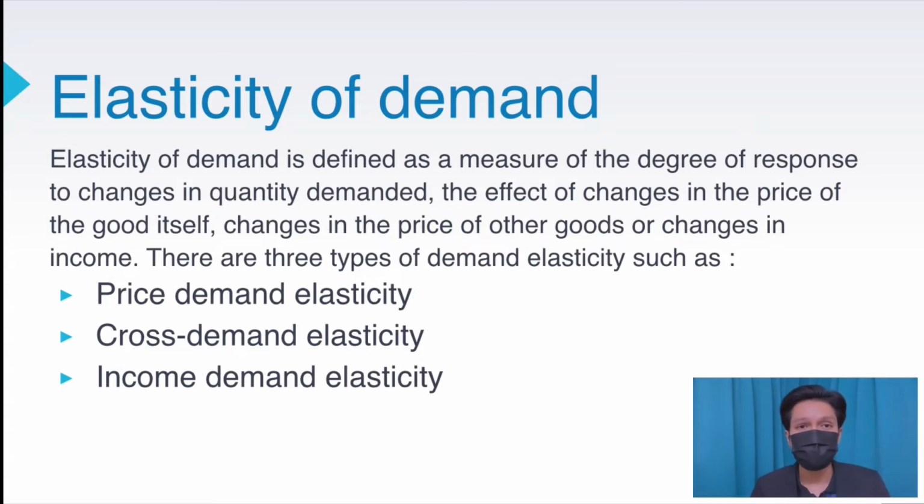Now I will explain about elasticity of demand. So when we talk about elasticity of demand, it is defined as a measure of the degree of response to change in quantity demanded, the effect of changes in the price of the good itself, changes in the price of other goods, or changes in income. So there are three types of demand elasticity, such as price elasticity of demand, cross elasticity of demand, and income elasticity of demand.